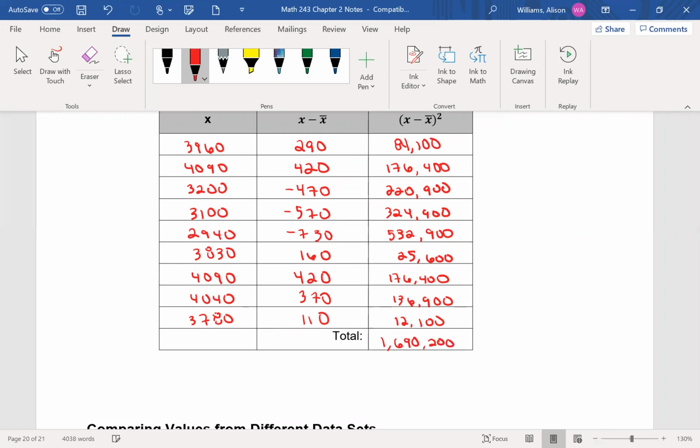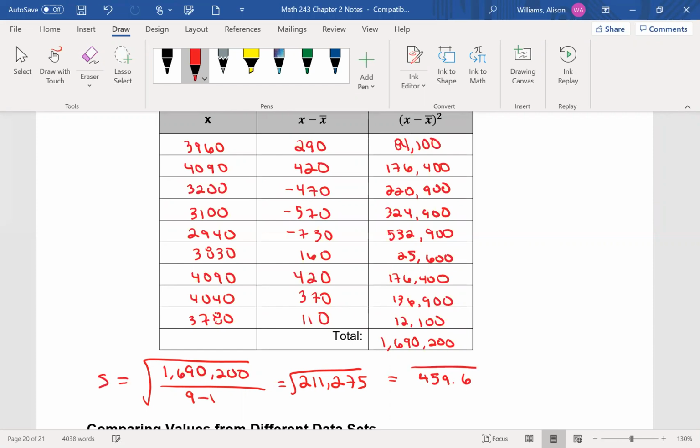So for a grand total of 1,690,200. So to do the standard deviation for the sample, I'm going to divide this by 1 less than the data values. And I had 9 data values, so I'm going to divide it by 8. When I divide this by 8, I get 211,275. And when I take the square root of that, I'm going to actually just put it in like that. That's going to give me 459.6. So that is my standard deviation.